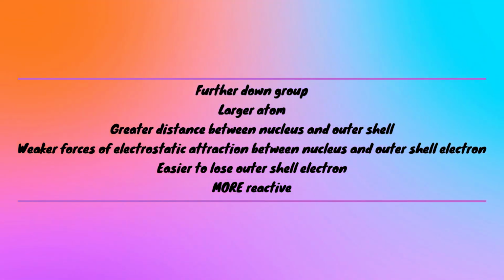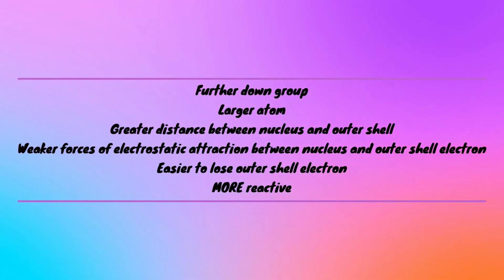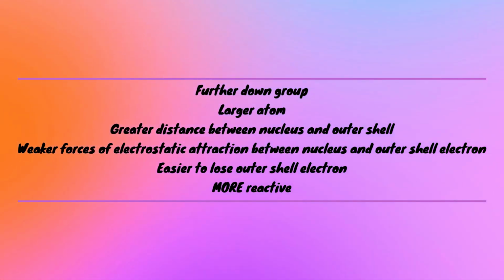gets larger with increasing size of atom. So when we go down group 1, we have large atoms, so we have weaker electrostatic forces of attraction between the nucleus and the outer shell electron, and this means that it's much easier for that element to lose an electron, thus it's more reactive.